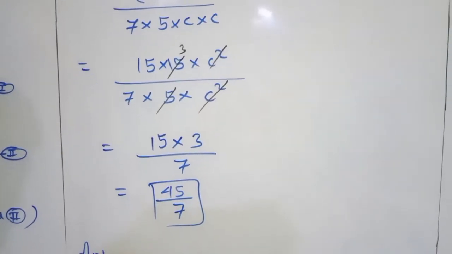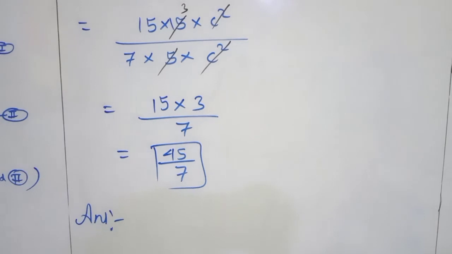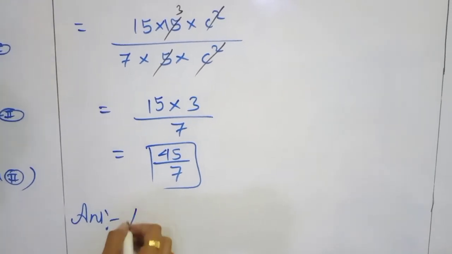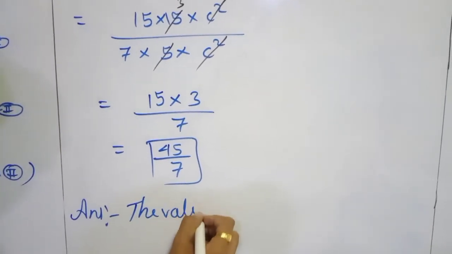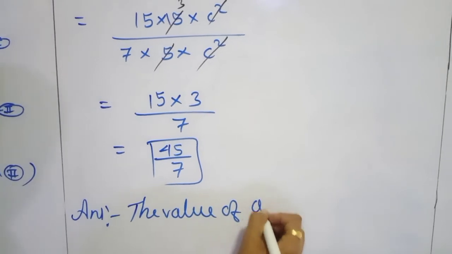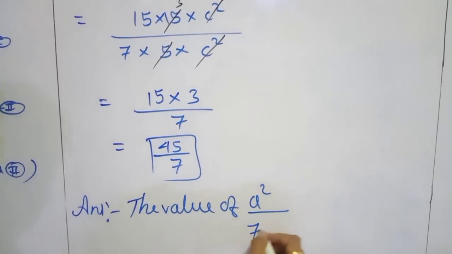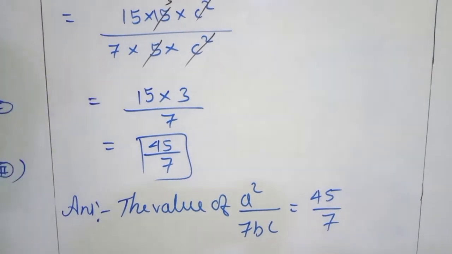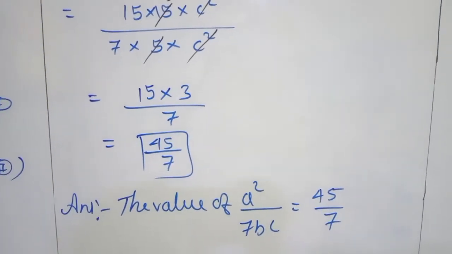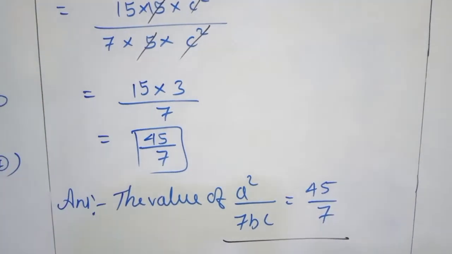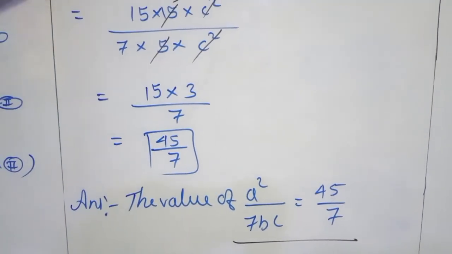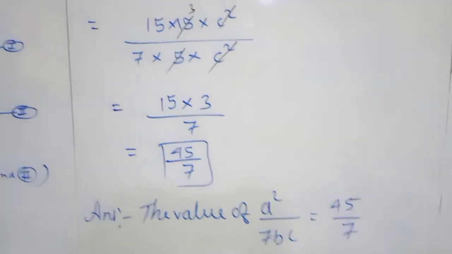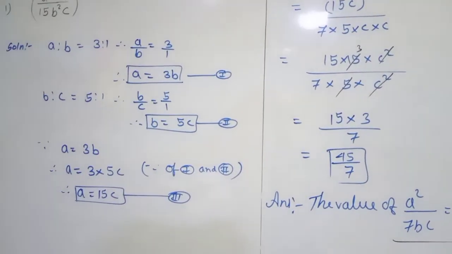So how are we going to write the answer? We should write the value of a square upon 7bc is equal to 45 upon 7. This way we should conclude our answers. Got it?